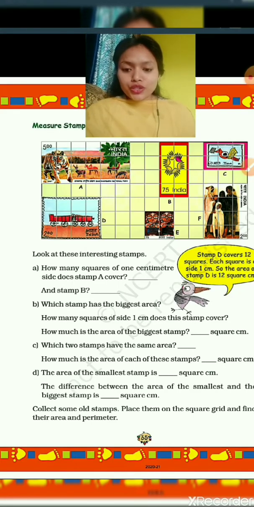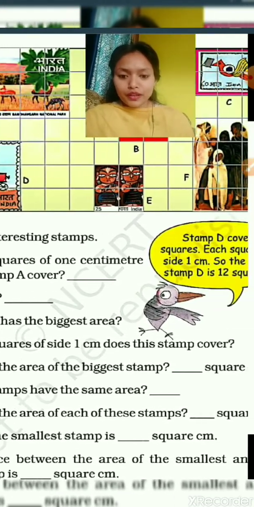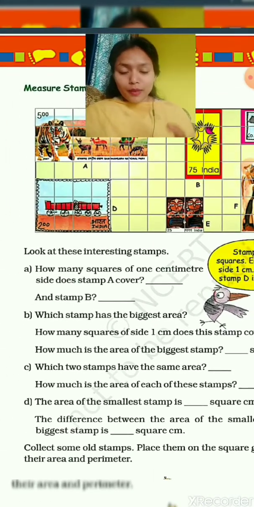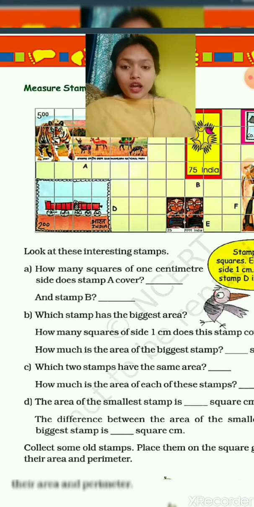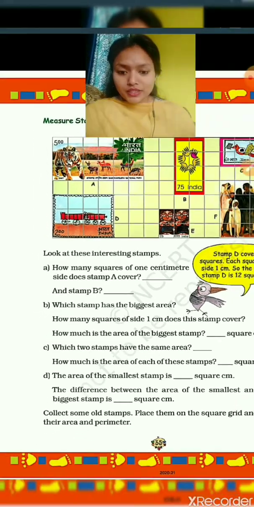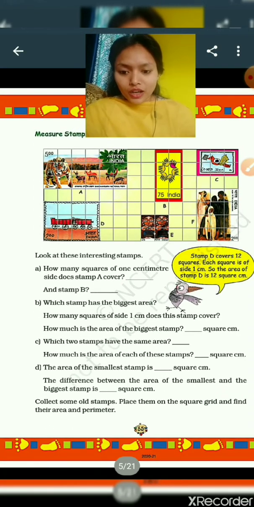Now the next question is, how many squares of side 1 centimeter does the stamp cover? So you have to tell that the biggest stamp is the one we have found. Now how many squares is it covering? It is covering 18 squares. So here you will write 18.